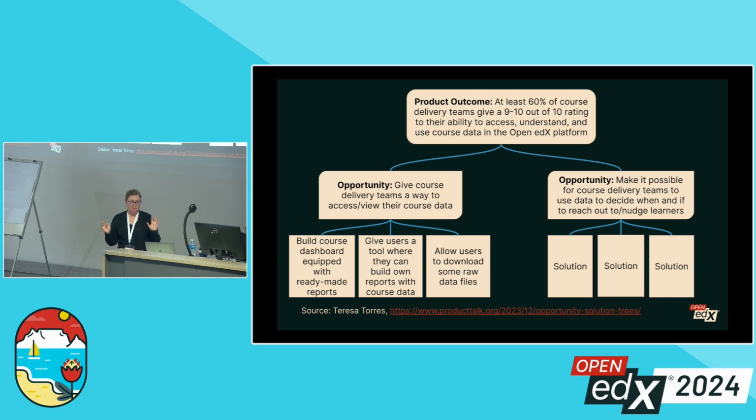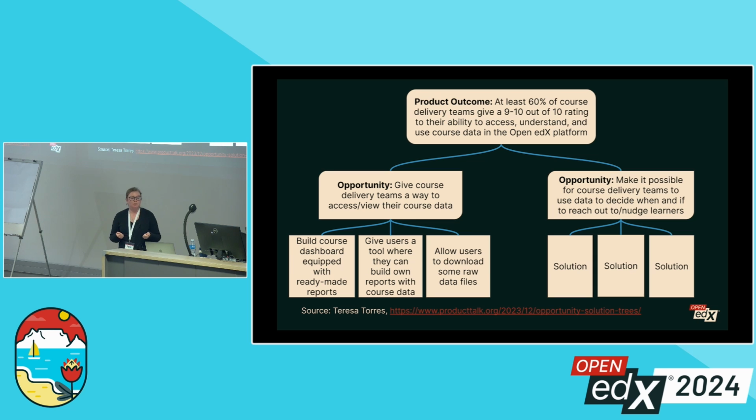So here is an example of a half filled out opportunity solution tree. A hypothetical product outcome for the Aspects user interviews could be: I want at least 60% of course delivery teams to give a 9 out of 10 rating to their ability to access, understand, and use course data in the Open edX platform. And so what are the problems I could solve that might get me to that outcome?